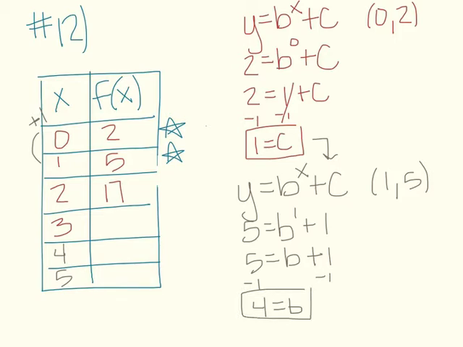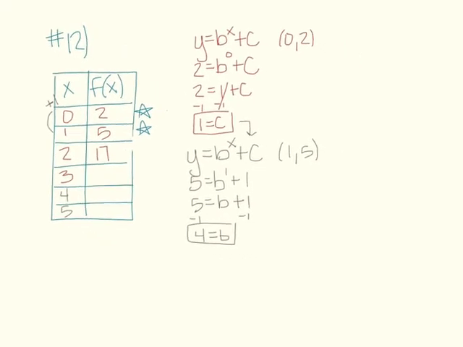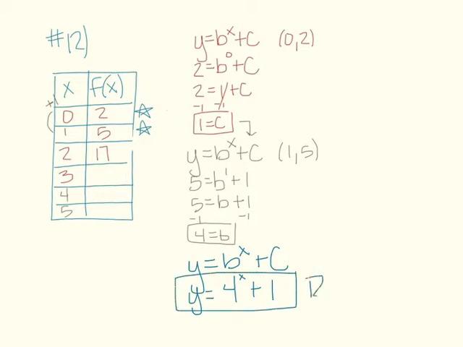So our very last step, all we have to do is plug in b and c. So in y equals b to the x plus c, the b value is 4, and the c value is positive 1. So we have y equals 4 to the x plus 1. So there is the function rule. So now we can use this rule to finish filling in the table.